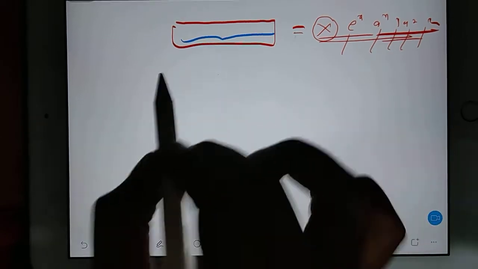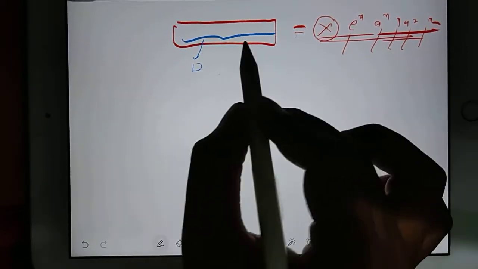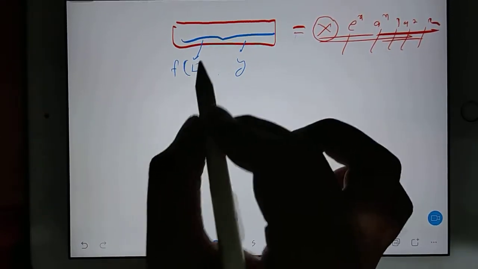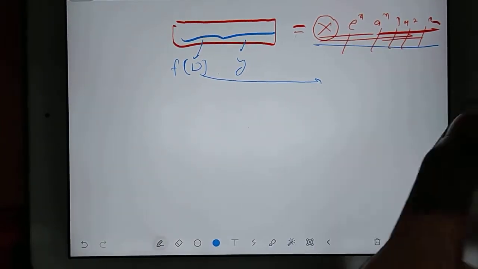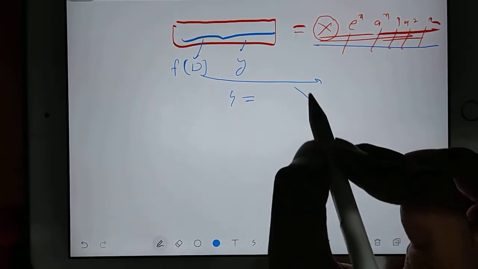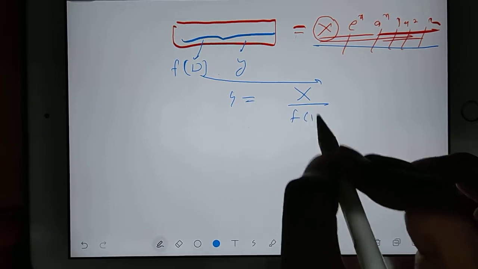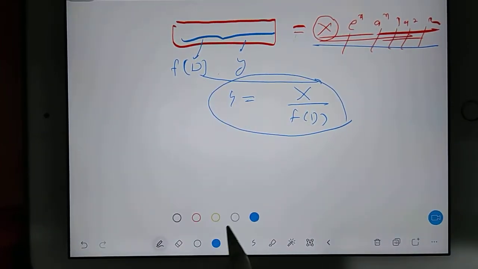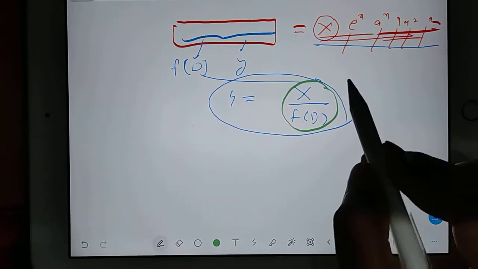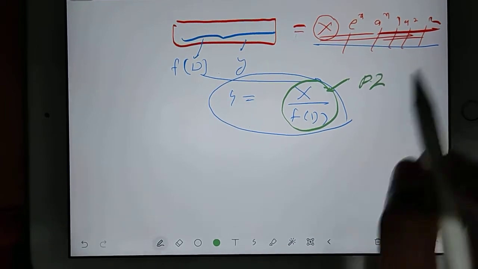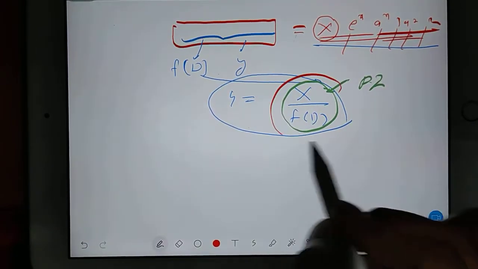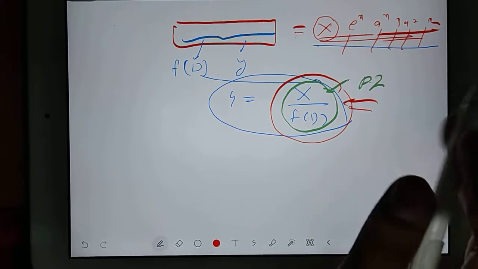in this term, two things are mixed: a function of D and y. So the function of D, I will send down. So y will be equal to whatever is given divided by f(D). This total part, whatever you are seeing now, we call as PI. But this format is not the final solution.